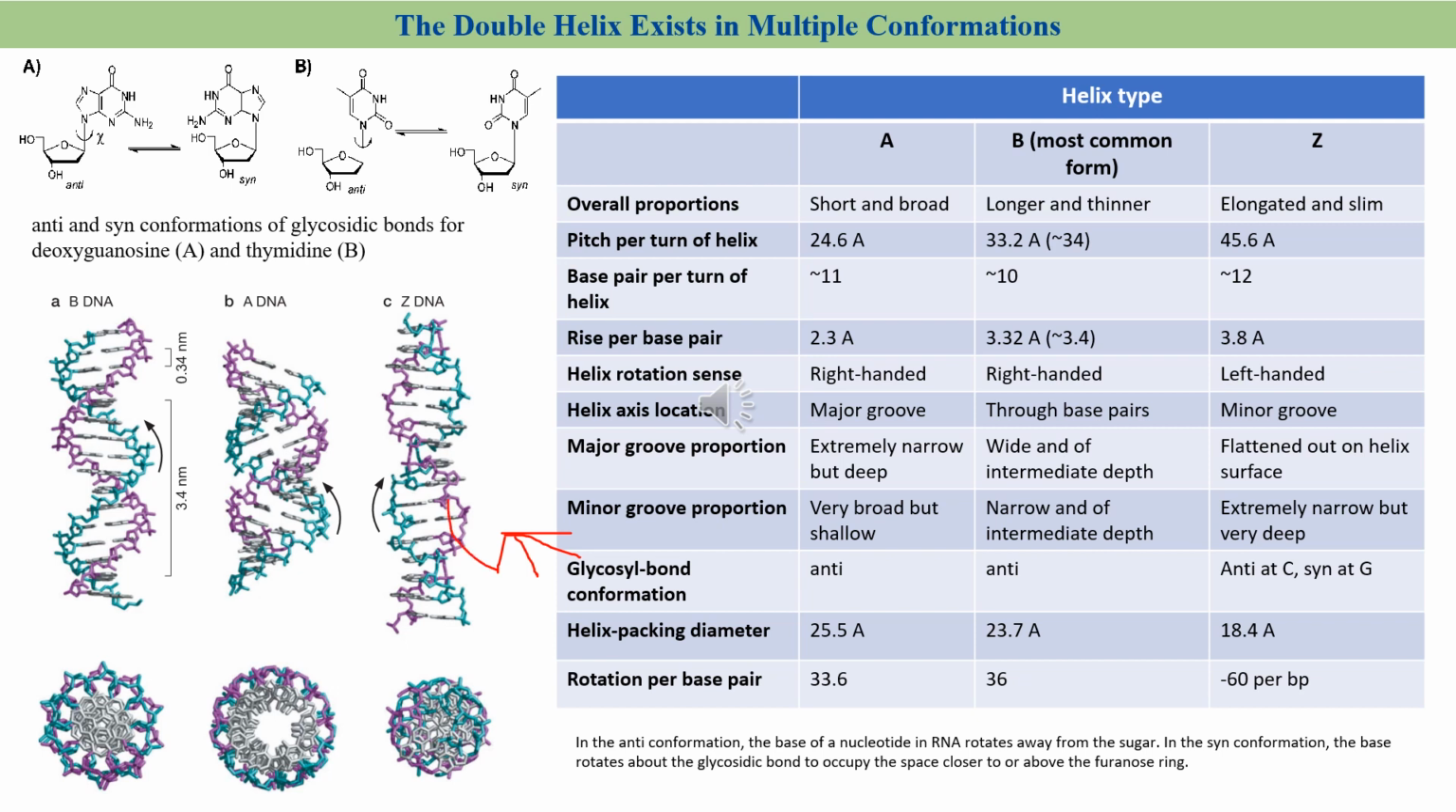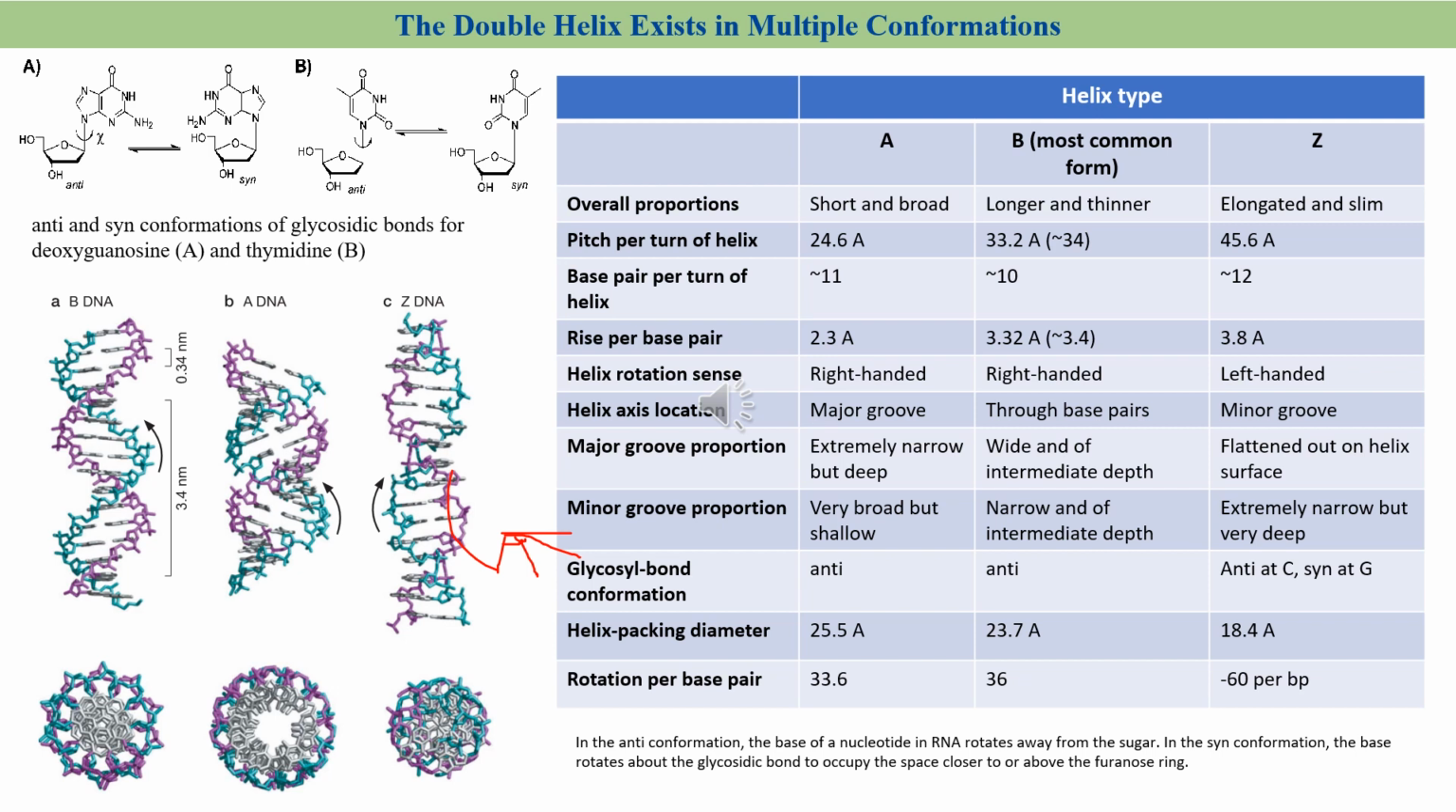In groove proportion, the major groove of A DNA is extremely narrow but deep, while B DNA is wide and of intermediate depth, while Z DNA is flattened out on the helix. For minor groove proportion, A DNA is very broad but shallow, while B DNA is of intermediate depth and narrow, while Z DNA is extremely deep and extremely narrow.